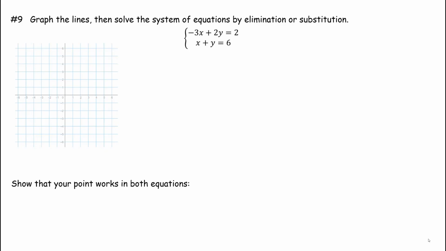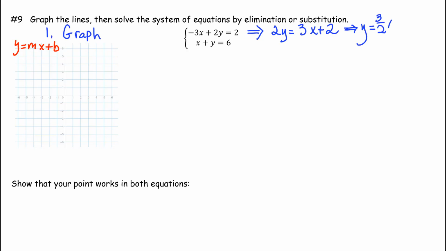So first of all, in order to graph them, that's the first thing we're going to do is graph. We want to put them in the form y equals mx plus b, because that is how we can see the slope and the y-intercept of a line. So we're going to put these in that form. So for the first equation, I'm going to add 3x to both sides. So I'll have 2y is equal to 3x plus 2. And then I'll divide by 2. And so I'll have y equals 3 halves x plus 1. So now I have it in y equals mx plus b form.